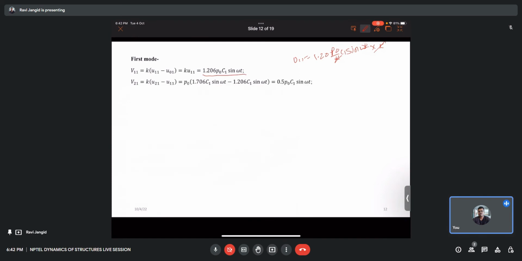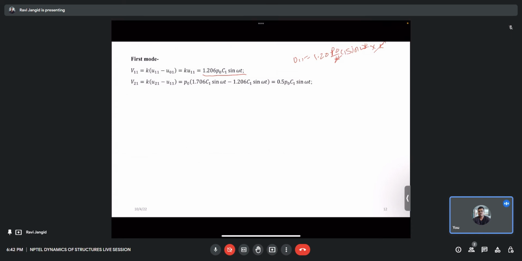Same for the second story, in which k into u21 minus u11. So k will cancel out, and if you put the u21 and u11 values from the previous slide, in which u21 was 1.706 p naught by k into c1 sine omega t, so that is the v21. If you find it out, that is coming out to be 0.5 p naught c1 sine omega t.